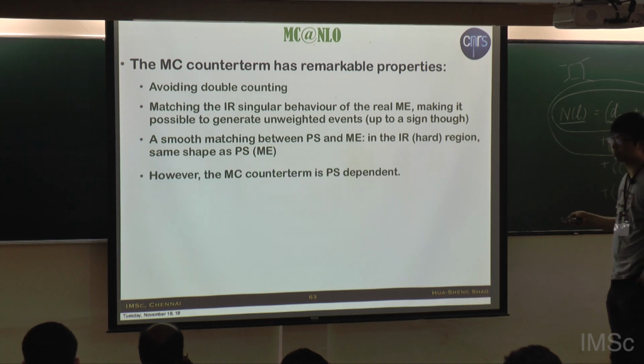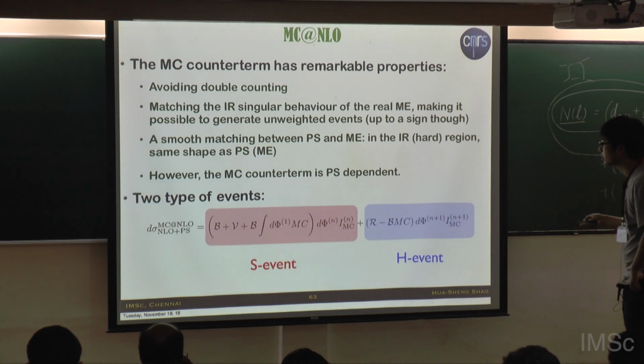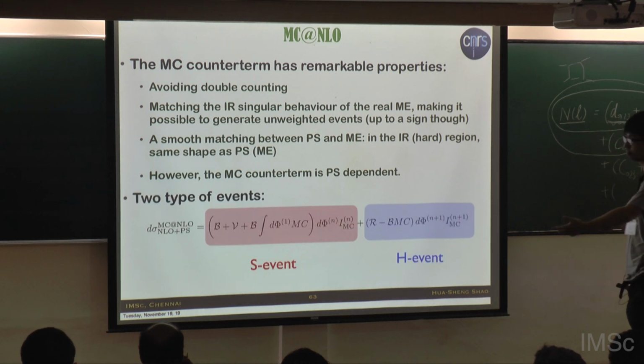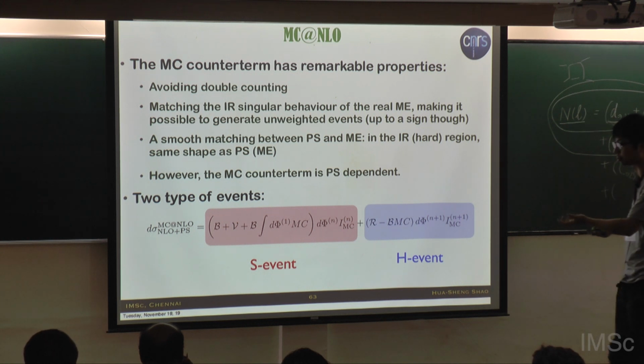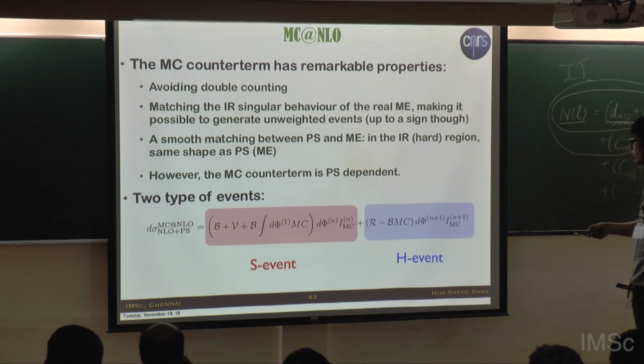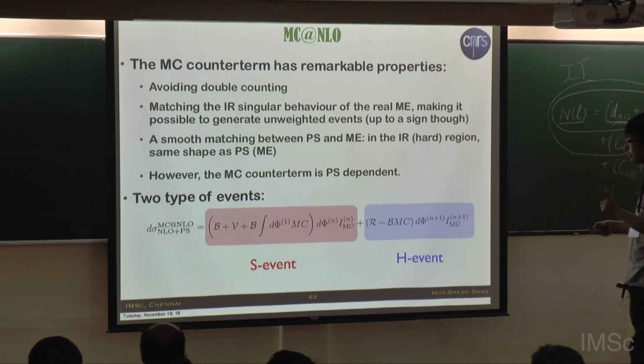However, the MC counterterm is parton shower dependent. So for each parton shower, you need to construct your Monte Carlo counterterms for the corresponding matching, right? So with MC@NLO next-to-leading order parton shower, you have two types of events. One is S events, and one is H events. That's the NLO part, right? NLO part minus counterterm. This is very naive, okay?